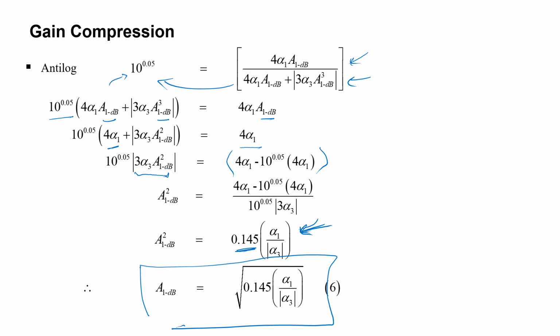Alpha 3 can be a negative number, because we know that to bring down the gain from the expected to the real value, alpha 3 can be negative. That's why we are taking a magnitude here. So I end up with an expression for the 1 dB compression point, and we have derived it from a standard y of t, equivalent to alpha 1 x of t plus alpha 2 x squared of t plus alpha 3 x cubed of t, and so on. But the rest of the terms we are not using.